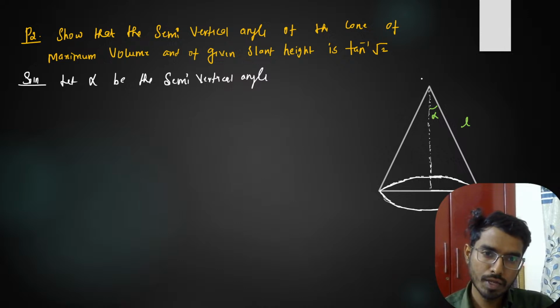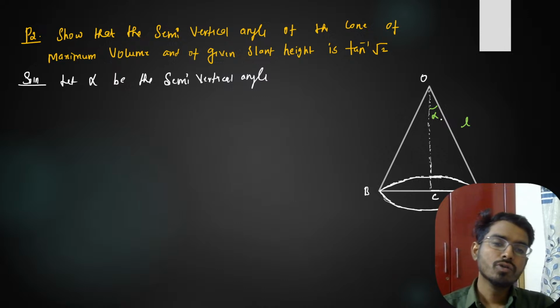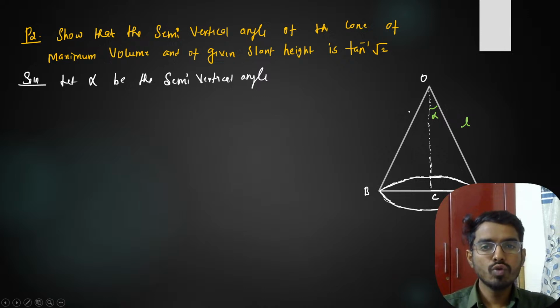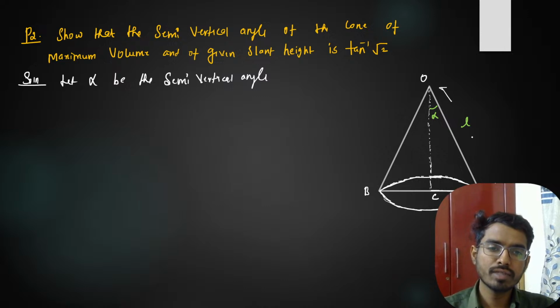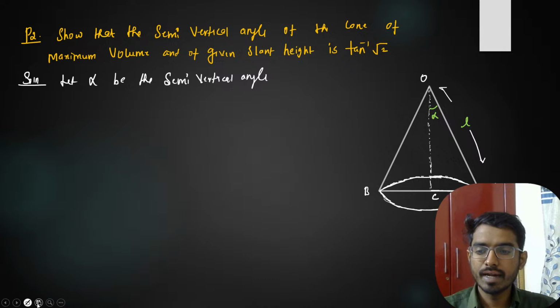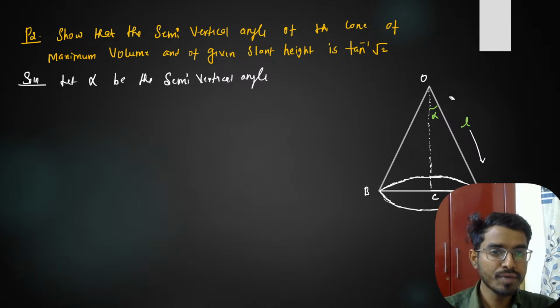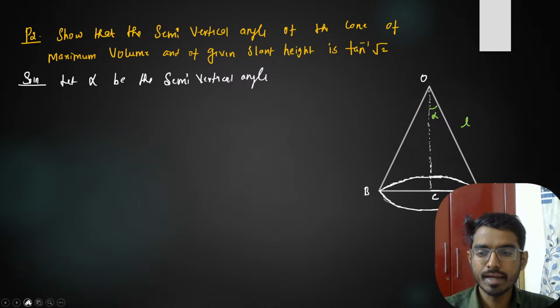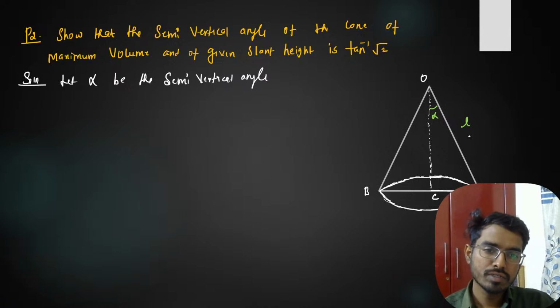Let us call this point to be O. Let us call this point to be A. Call this point to be C. Right? So you have given a cone with a slant height L, right? You know the slant height, which is L. So they have given you a cone with a slant height, right? This is our slant height.